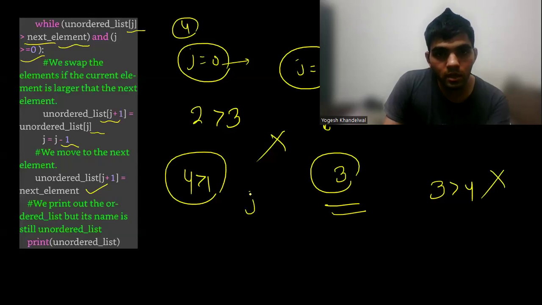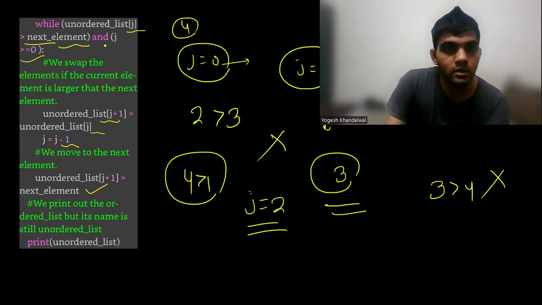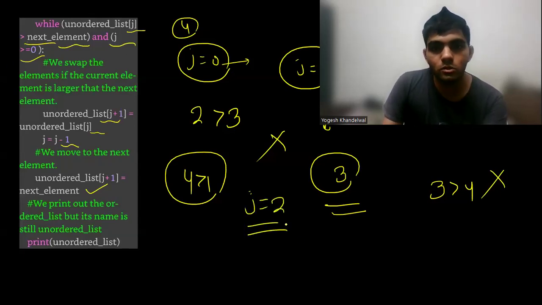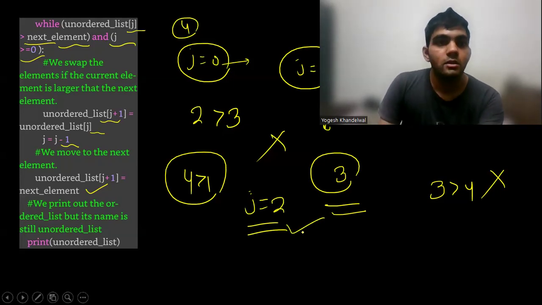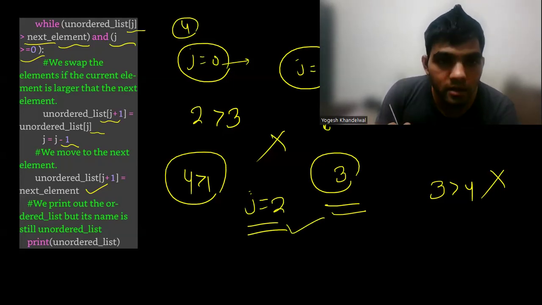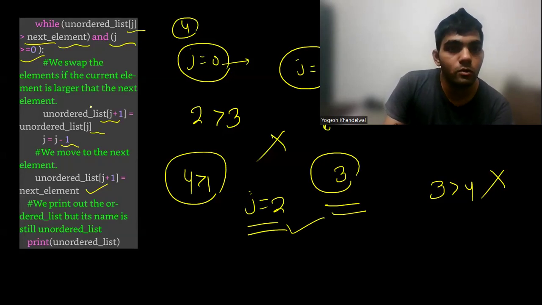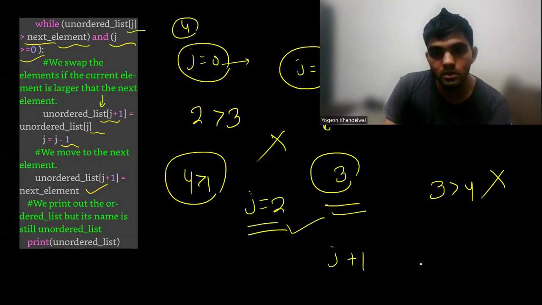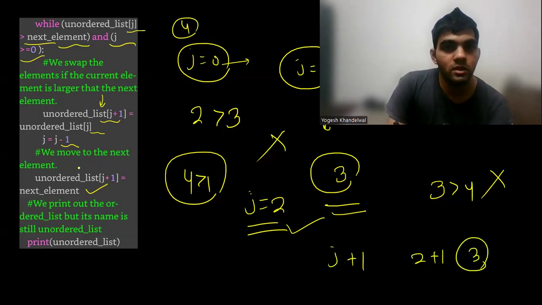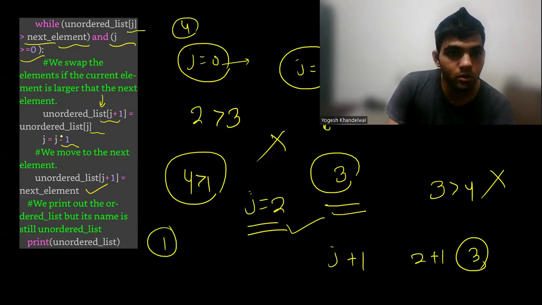And we have j is equal to 2, so j is greater than or equal to 0, so this condition is also working. So in this case this while loop is run. So now what we have to do: unordered list of j plus 1, in this case 2 plus 1 is equal to 3. So unordered list of 3 means the one element in the list is equal to unordered list of j, where j is equal to 2.